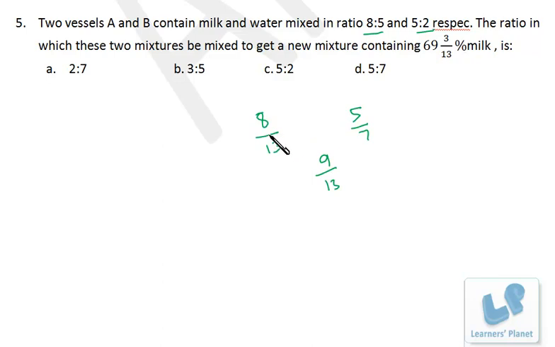So this is milk in vessel A, this is milk in vessel B, and this is the percentage that we want, which I have converted into a fraction. So this is the fraction of milk that we want. Okay, now quickly multiply 13 into 5, 65, minus 9 into 7, 63. So it's 2 by 13 into 7. Then, I'm sorry, it can directly be written as 1 by 13, right? So the ratio is 2 by 7 is to 1, or we can say 2 is to 7, right? In the 2 is to 7 ratio, they should be mixed to get this percentage of milk. As simple as that. Okay, I hope it's clear to you.